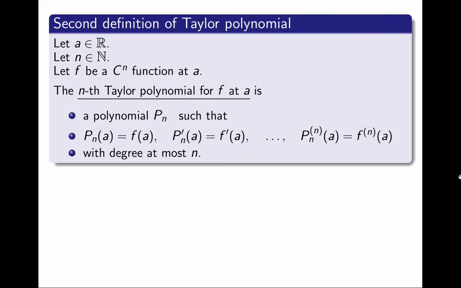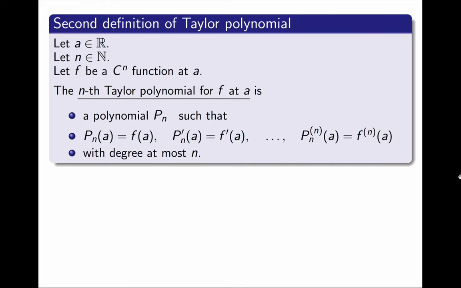As I said at the beginning, this definition is simpler than the original one. I am just specifying the value of the polynomial and its first few derivatives at a. For the purpose of constructing these polynomials, for the purpose of computations, this is more useful than the original definition. But I think we should always keep in mind the original definition as well, the one in terms of the limit. It tells us why Taylor polynomials make good approximations.